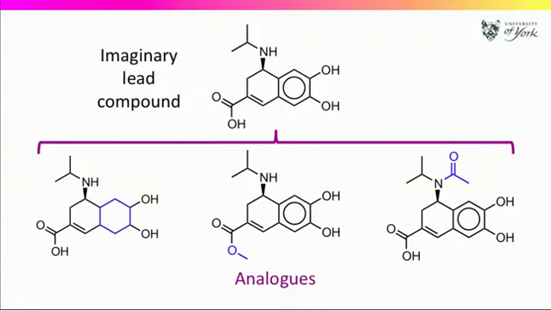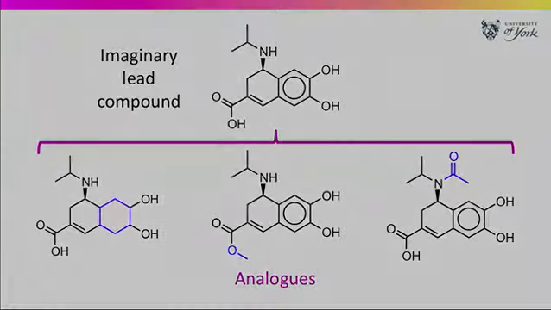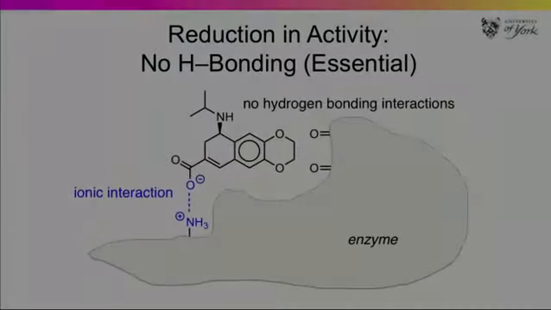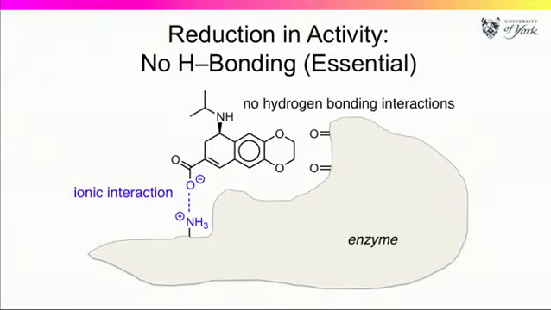For example, an imaginary lead compound may contain a phenolic group with two OH groups. These groups could form hydrogen bonds with a complementary site within the active site of the enzyme. However, if we replace the two OH groups with two ethers, then we will lose any hydrogen bonding resulting from the OH groups acting as hydrogen bond donors.